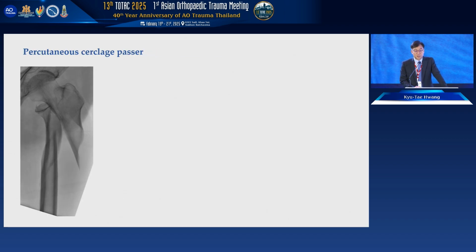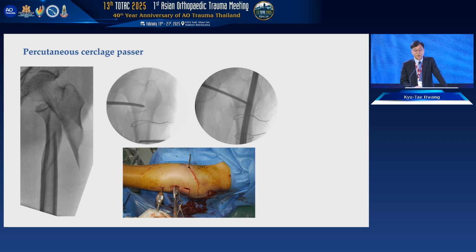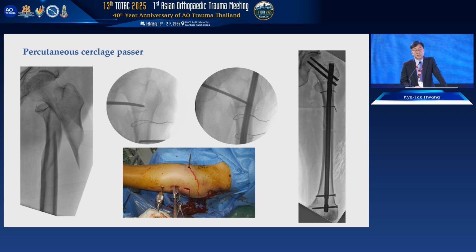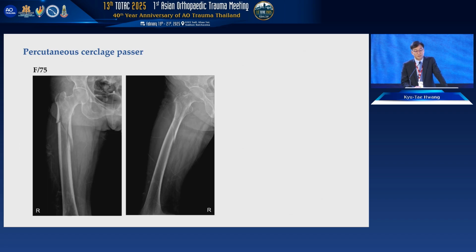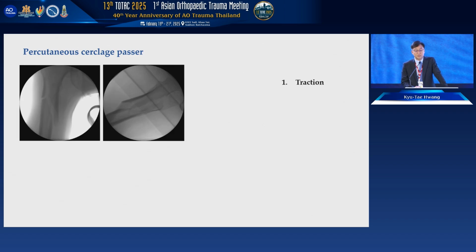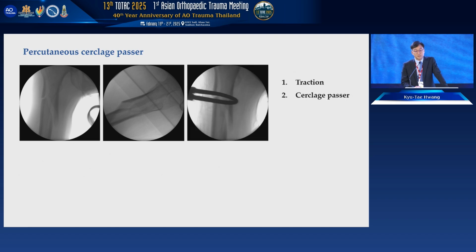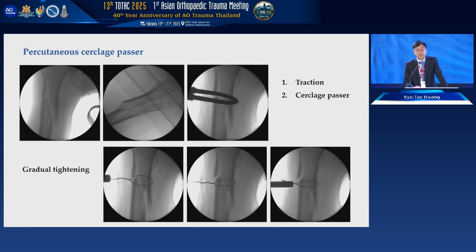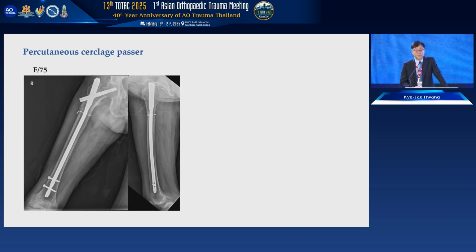This is the subtrochanteric fracture. Two wirings were performed to reduce the fracture alignment like this. And then finally, good alignment was obtained. Another case, a 75-year-old female patient with a similar fracture pattern. First traction, then put the circular wire passer and gradual tightening, resulting in good alignment. This is the final radiographs.